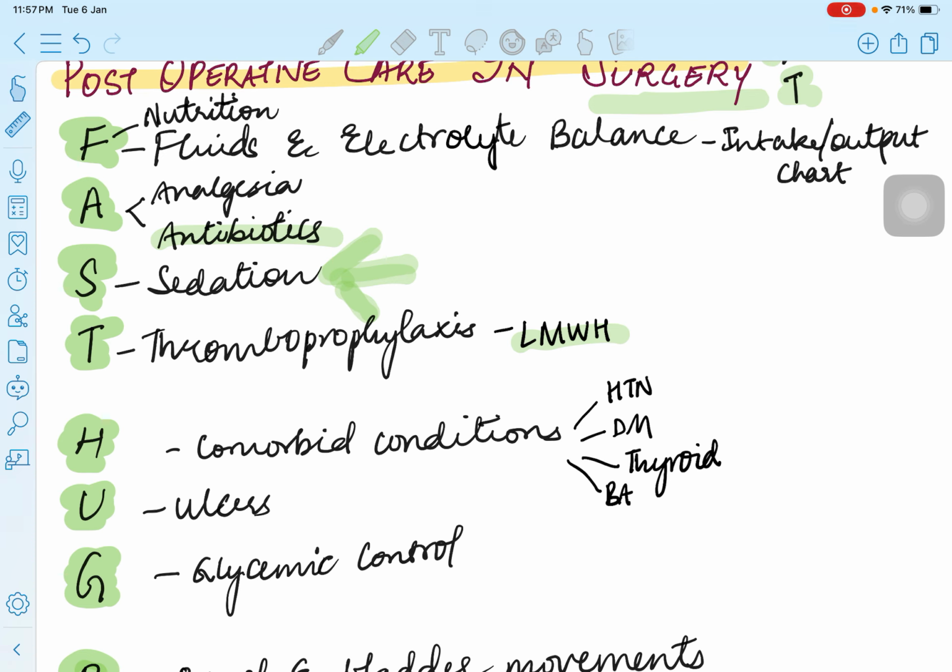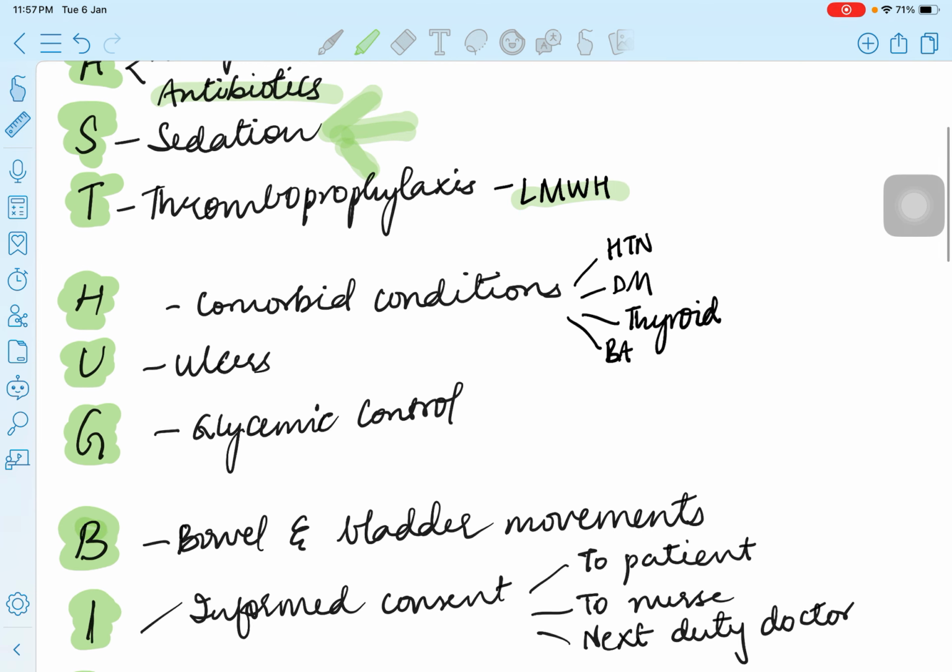And T, thromboprophylaxis, which is the most important one to prevent DVT, because the patient is lying supine and there are more chances of forming a clot in the legs. Therefore, low molecular weight heparin, enoxaparin, is given accordingly, the most preferred one.